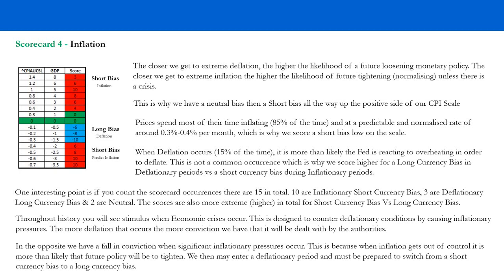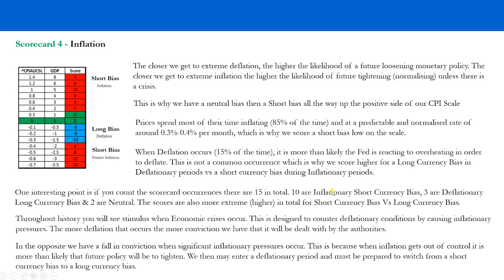Now, one interesting point here is if you count the scorecard occurrences, there's 15 in total. 10 are inflationary short currency bias, 3 are deflationary long currency bias, and 2 are neutral. So we're looking at our kind of 80-20 rule here, where 80% of the time we're tending towards a short currency bias or neutral, and 20% of the time looking at a long currency bias. And the scores are obviously more extreme in the short currency bias versus long currency bias. So when we look at the extreme cases here, we only have one or two cases of extreme long, where we have much more extreme cases of shorts.